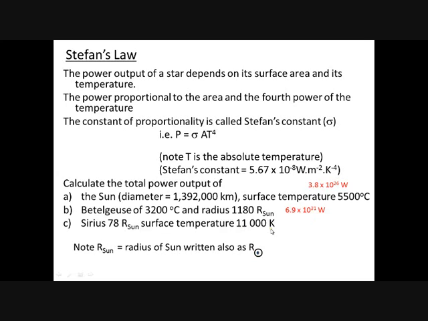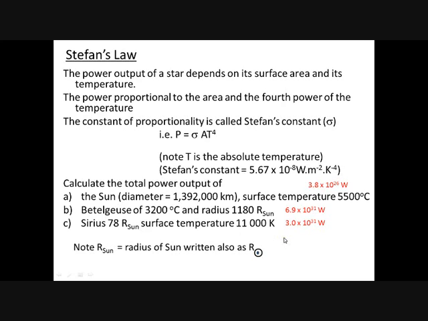Sirius, although it's quite a hot star and has a much bigger radius than the Sun, actually produces less output power than Betelgeuse. It's 4 times the temperature roughly, which means you might think it would be 256 times the power output, but in fact it's less because of its much smaller surface area.